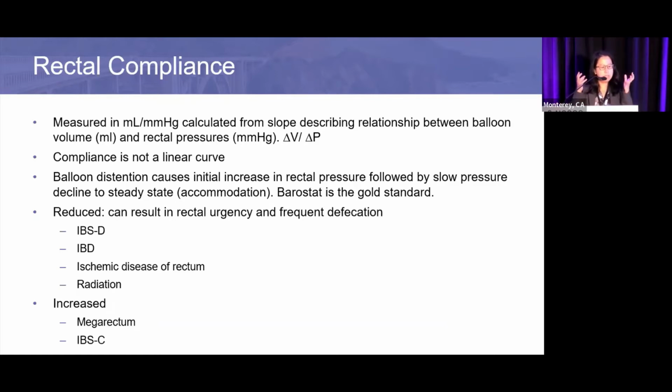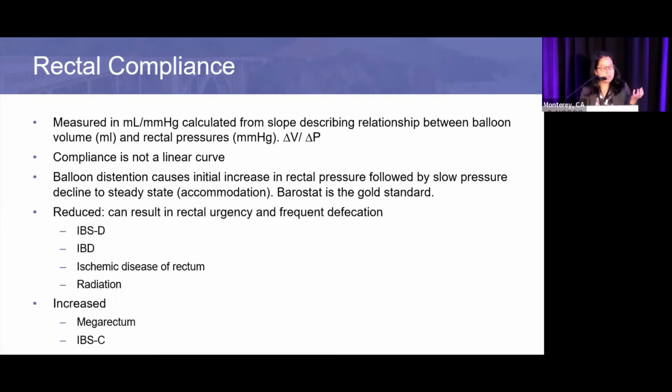The balloon distension generally initially increases the rectal pressure, followed by a slow pressure decline to steady state, what we call accommodation. We can see that actually in the stomach as well. Barostat is a gold standard. I don't think too many people practice actually rectal barostat. We do stomach barostat in our center. Satish Rao has described, I think he does rectal barostat in his center.